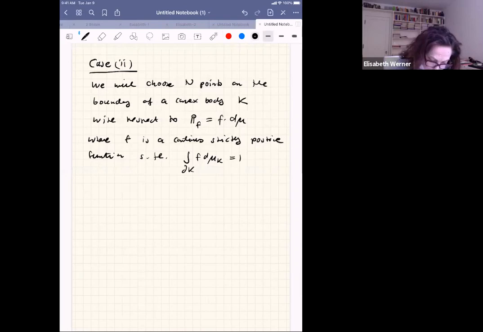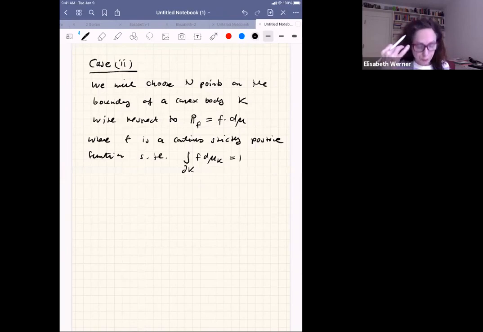So we'll choose the points with respect to such a measure. We choose the points on the boundary of the convex body with respect to this measure. Choose capital N points. Take the convex hull, and then we'll get a random polytope. And now we want to see how well this random polytope approximates the body in the symmetric difference metric.